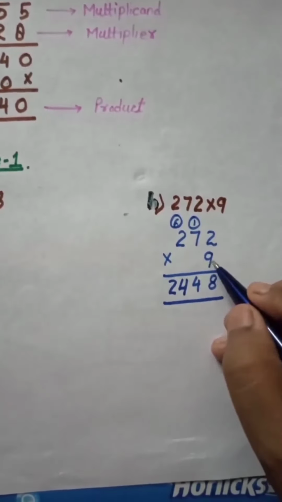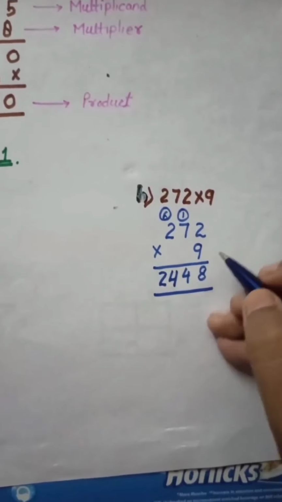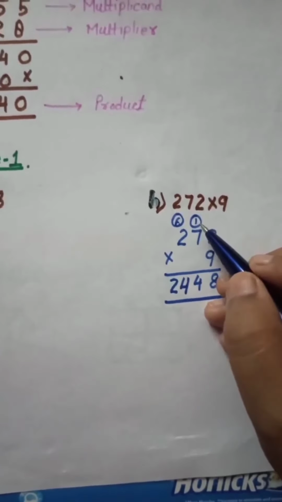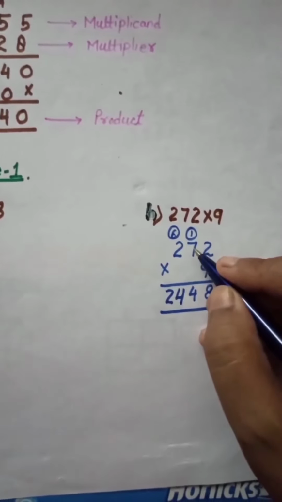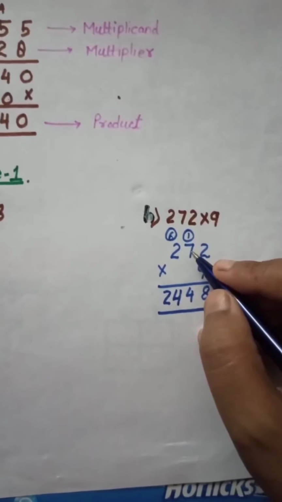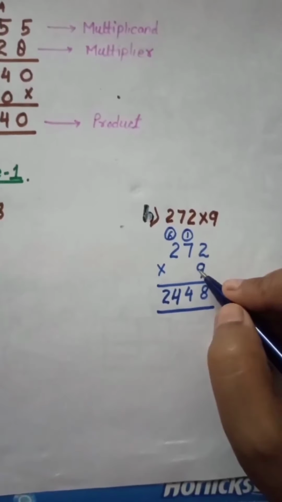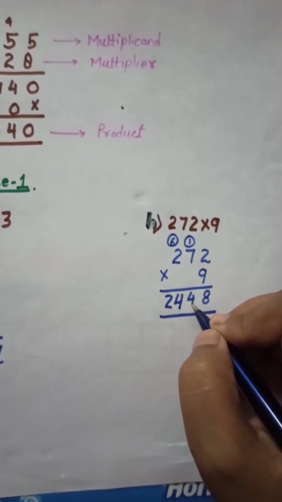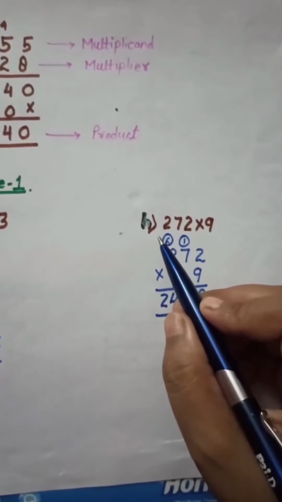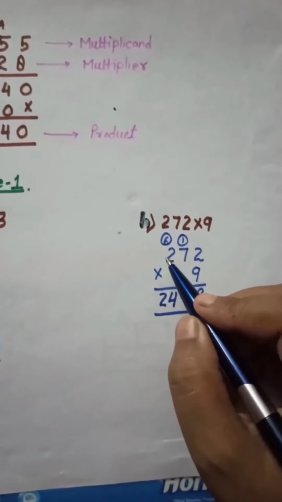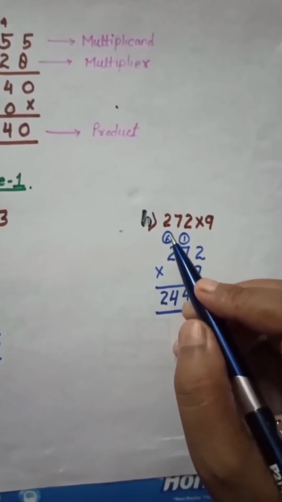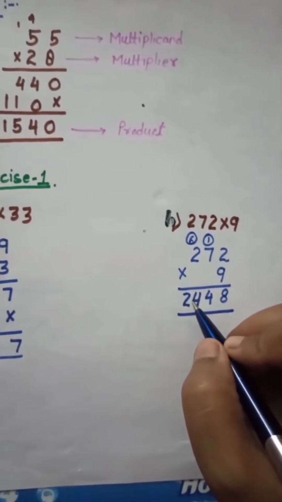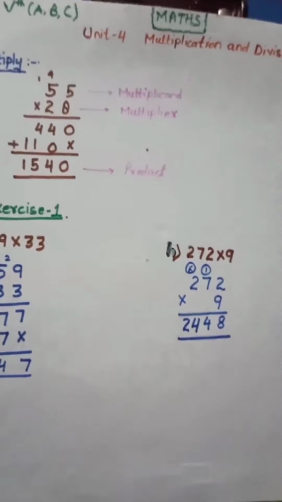That is 9 2s are 18. Okay, 9 2s are 18, and 1 will go in carry, and 9 7s are 63. We can multiply 7 9s or 9 7s, it is the same. So 4 will be written down over here, and 6 will go in carry. Now 9 2s are 18. 18 plus 6, 24. So 24 will be written down as it is.